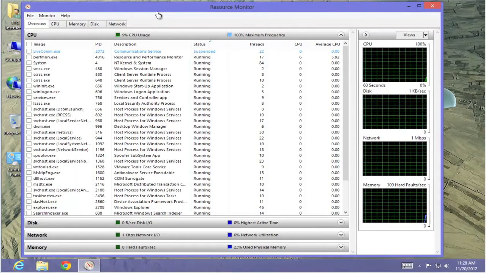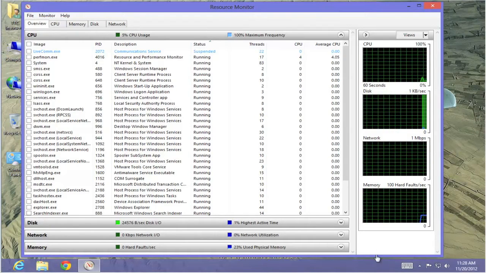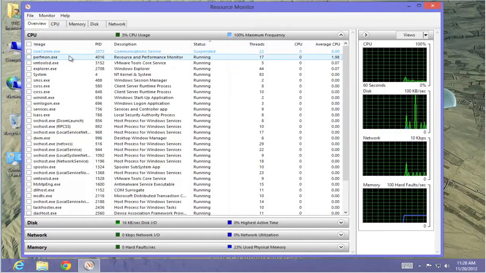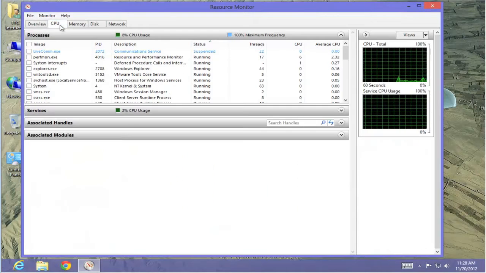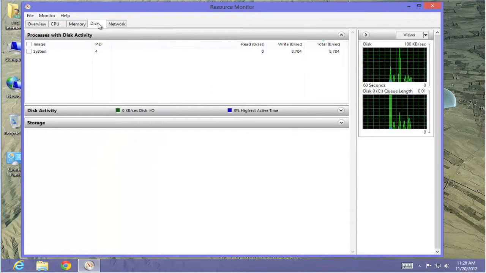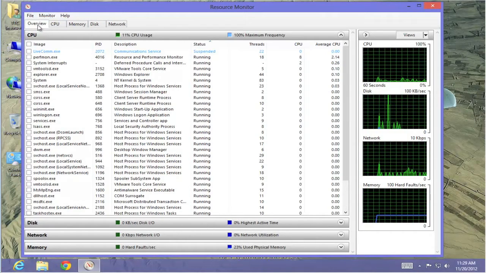From the resource monitor screen, you can see we have five tabs. An overview tab, a tab for the central processing unit or the heart of the computer, the actual physical memory, the hard drive or the SSD or solid state drive if you have one, and of course your network connections. Let's just take a look at the overview because it covers just about everything.